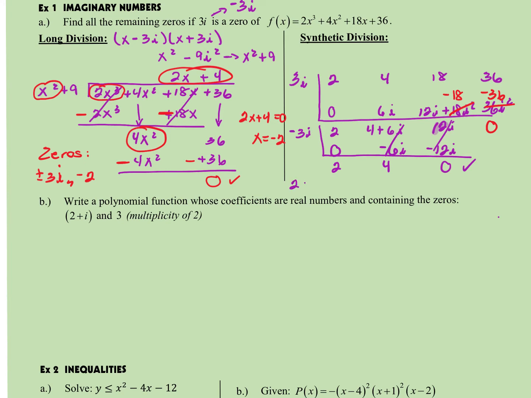I've got 2x plus 4. I can set that equal to 0 and get the zero of x equals negative 2. So again, my same zeros are going to happen. I have my plus and minus 3i, and I have the negative 2. Again, choose whichever method you feel the most comfortable with, so take some time to reflect on this and decide which one you like better.